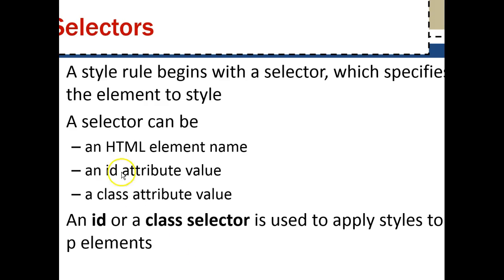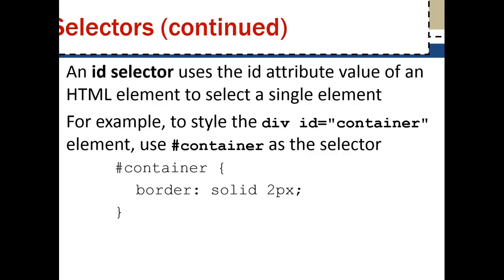And then, if it's for an ID attribute value, an ID or a class selector is used to apply the style to the P element. An ID selector uses the ID attribute value of an HTML document to select a single element. To create an ID selector, we begin the style rule with the number sign, followed by the ID attribute value. For instance, to style the div with ID container, we use the number sign container. And then we can put the style that we want in the brackets.